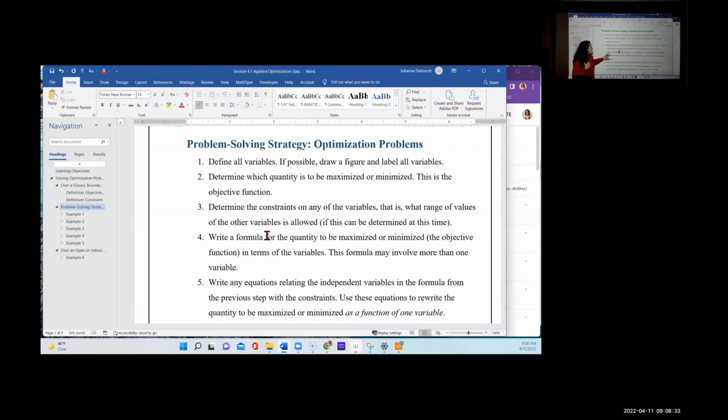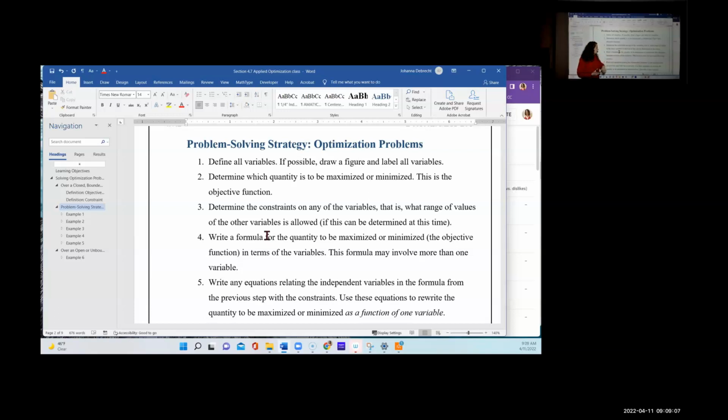The next thing you're going to do in step 4 is write a formula. You've highlighted in step 2 the quantity that needs to be optimized. And in step 4, you're going to write a formula for that quantity in terms of the other variables that you found in step 1. So you've got all the variables written down and defined on your picture and in the notes that you took when you were translating.